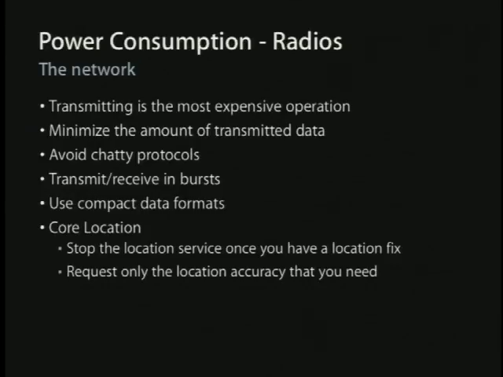And also with Core Location and the accelerometer, stop generating the location information and the accelerometer events when you don't need them. For Core Location specifically, if you only need to know where you are right now, but don't need to know over time where you're going to be, turn it on, get the location, and once you've got the location, turn it back off so that we can power down GPS and all these other devices.